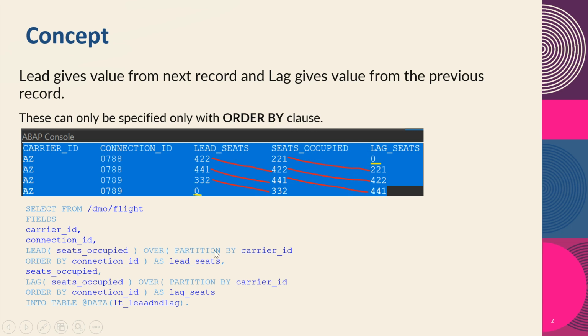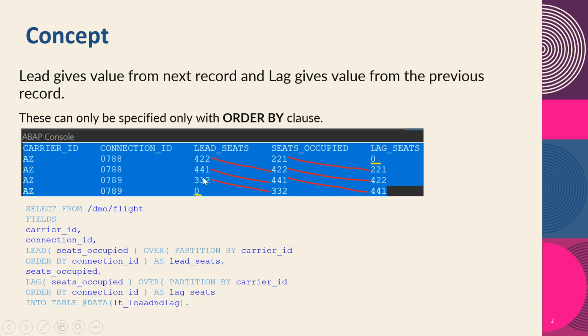The lead column is the third column and lag is the fifth column. You can see here in the screenshot, seats occupied lag gives the value from the previous record. So in the first record, there is no previous record for carrier ID AJ, so it's 0. For the second, what is the previous record? 2021. For the third, what is the previous record? 422. And for the fourth, the previous record is 441.